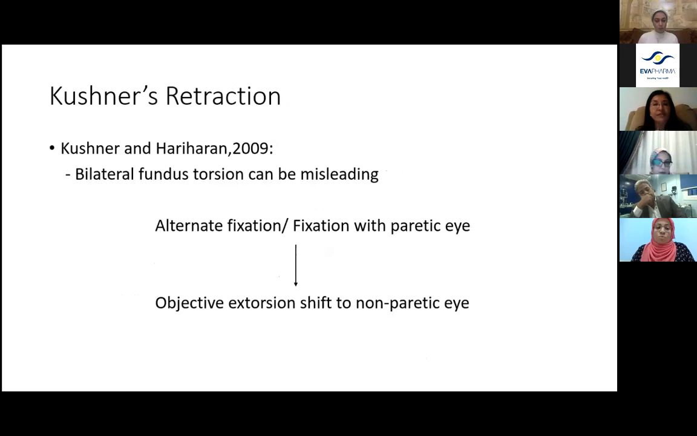Later on in 2009, however, Kushner retracted the statement and stated that bilateral fundus torsion can be misleading. If the patient alternated fixation between both eyes or fixed with the paretic eye, then the objective excyclotorsion can shift to the non-paretic eye. That was just a remark. There was no series of patients that he was publishing or anything.